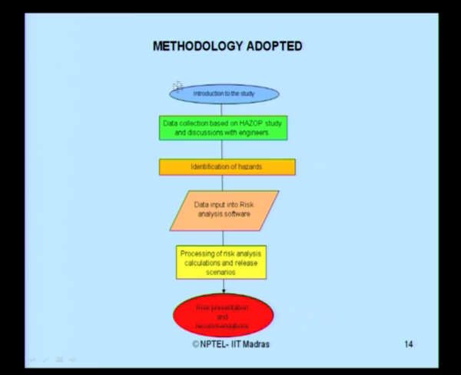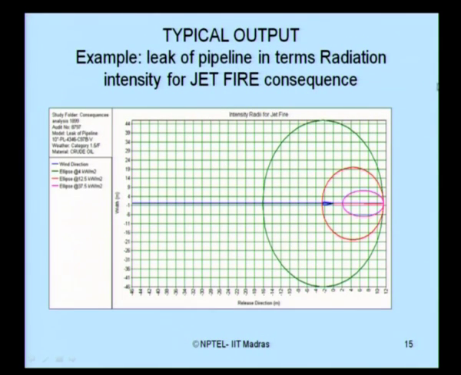Ladies and gentlemen, it is a very simple flow sheet to do what we call QRA. I can give a very typical example of an output you get from a software if you do a QRA. This example shows an output of a QRA study conducted for a leak of a pipeline in terms of radiation intensity for a jet fire consequence. Look at this curve, which is expressed in a graphical format. The release direction in meters is given and then the width of the spread in meters is given. This is actually a data sheet which we have been using for analyzing a leak of a pipeline.